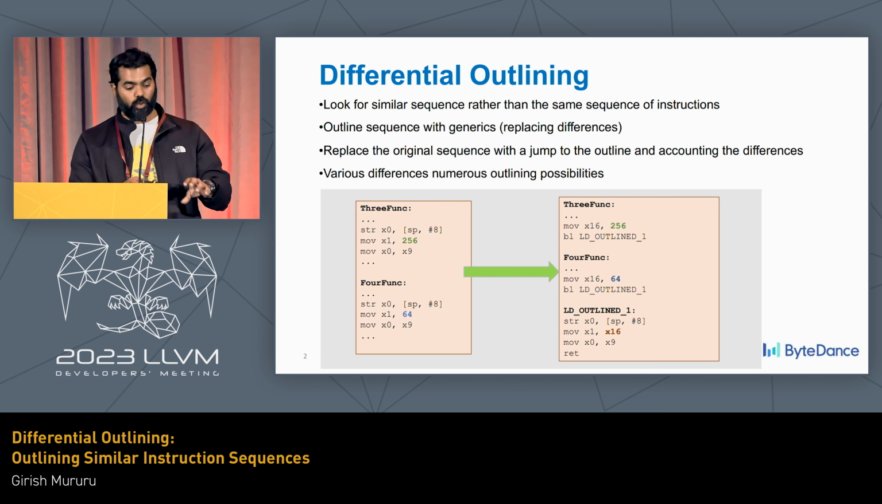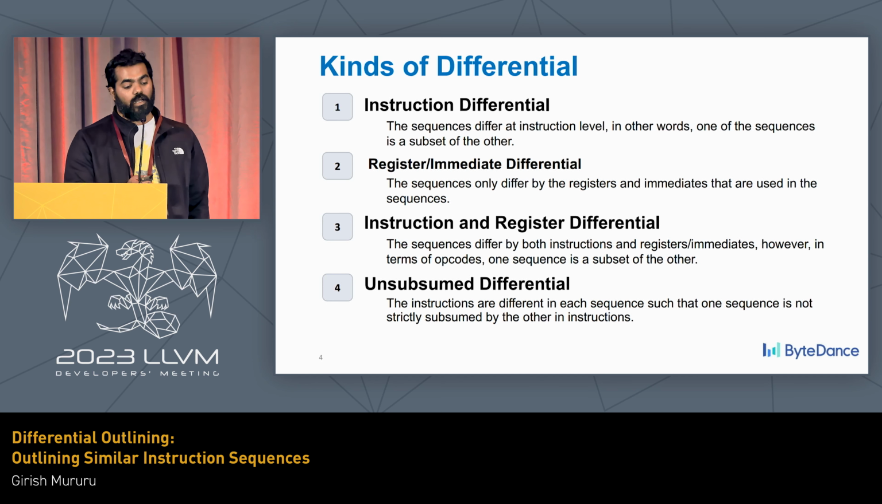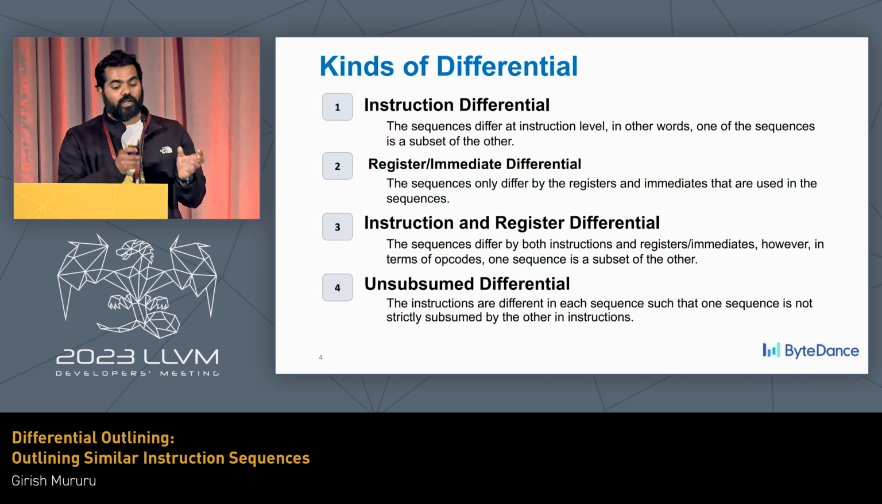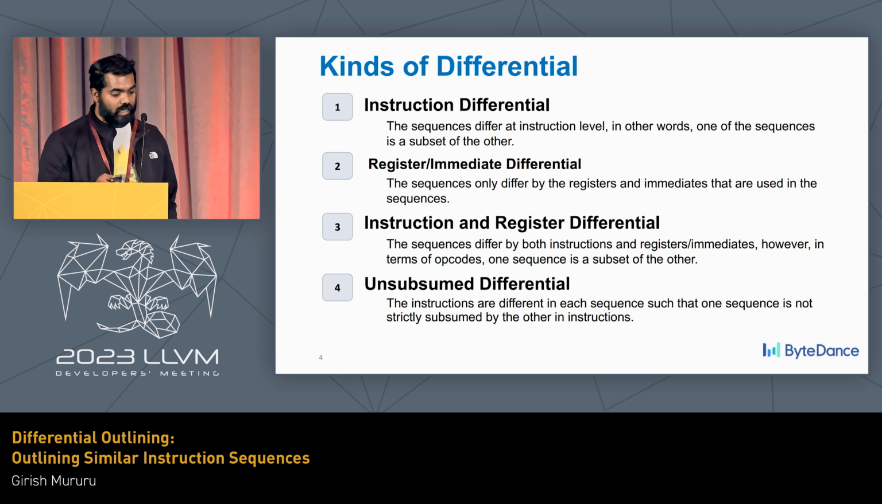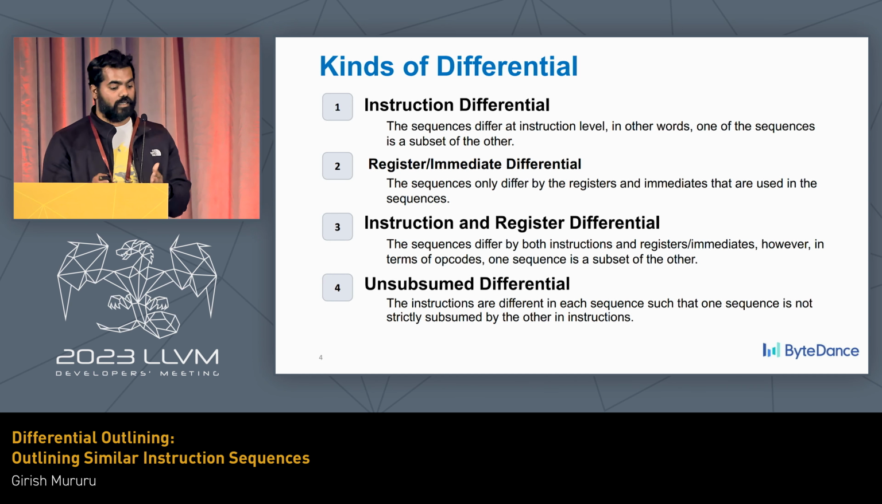So broadly, for our purposes, we classify the different kinds of differences that can arise into 4 types. One is instruction differential, where one sequence is strictly a subset of the other. That is, one sequence has a few more instructions than the other sequence, but the subset instructions are actually present in the superset. And then there is register or immediate differential, where the instruction sets are the same, the opcodes are the same, but they differ by register or immediates or constants.